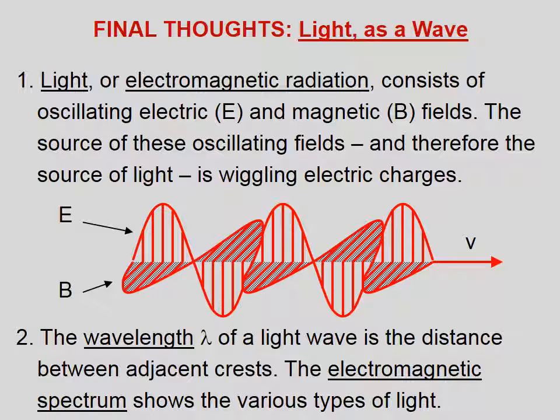Final thoughts on light as a wave. 1. Light, or electromagnetic radiation, consists of oscillating electric and magnetic fields. The source of these oscillating fields, and therefore the source of light, is wiggling electric charges. 2. The wavelength, lambda, of a light wave is the distance between adjacent crests. The electromagnetic spectrum shows the various types of light.